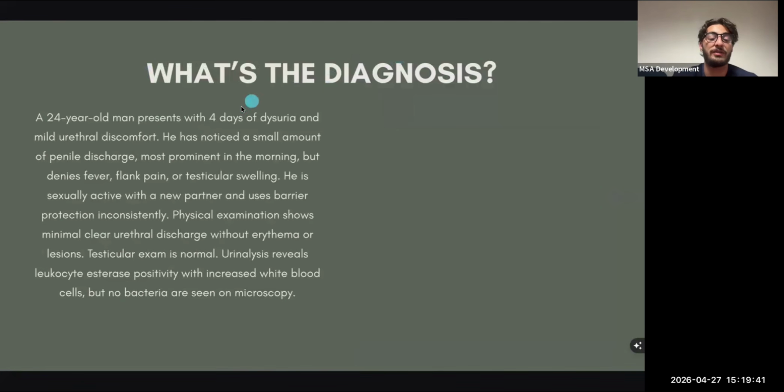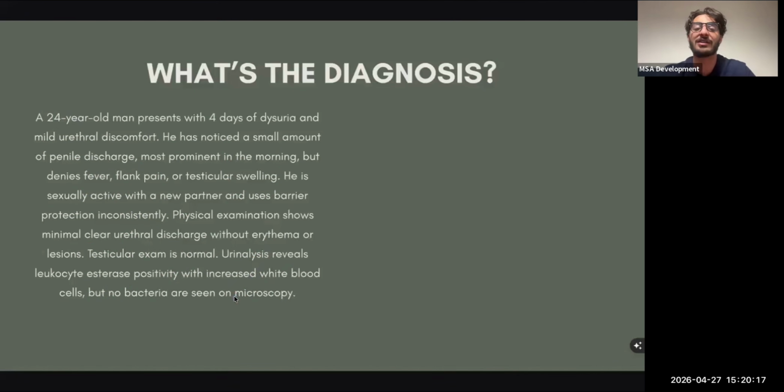Let's read this. A 24-year-old man presents with a 4-day history of dysuria and mild urethral discomfort. He has noticed a small amount of penile discharge, most prominent in the morning, but denies fever, flank pain, or testicular swelling. He is sexually active with a new partner and uses barrier protection inconsistently. This is important. This is one of the risk factors that we mentioned. He's also a young adult, so this was another risk factor that we mentioned. Physical examination shows minimal clear urethral discharge without erythema or lesions. Testicular exam is normal. Urinalysis reveals leukocyte esterase positivity with increased white blood cells, but no bacteria are seen on microscopy.